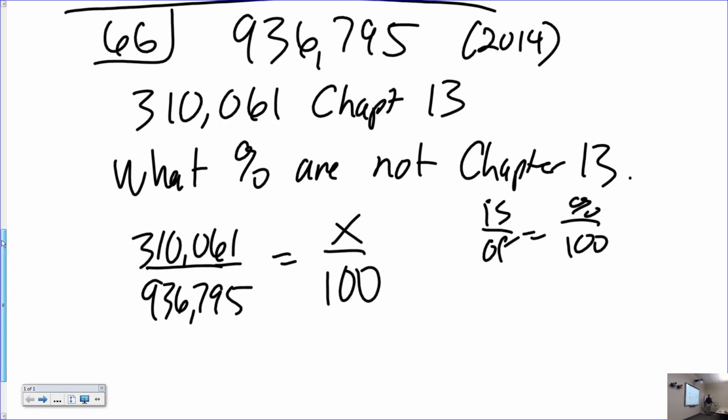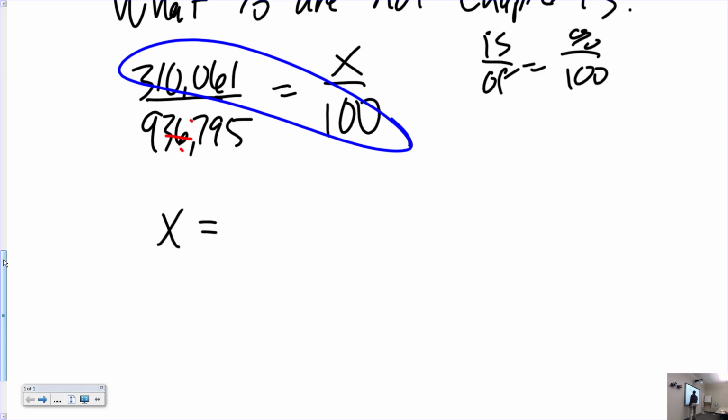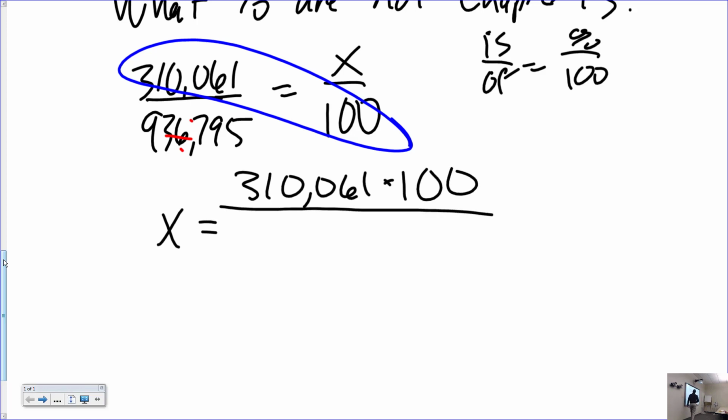And what do we do to find x, folks? Cross multiply and divide. And again, remember that the cross multiplication and division is always based off of where x is. Since the x is here, that's the multiply. Diagonally across from wherever x is, that's the divide. Okay? It always works like that, depending on where x is, right? So we're going to take these wonderfully nice numbers, 310,061 times 100, and then divide by 936,795.